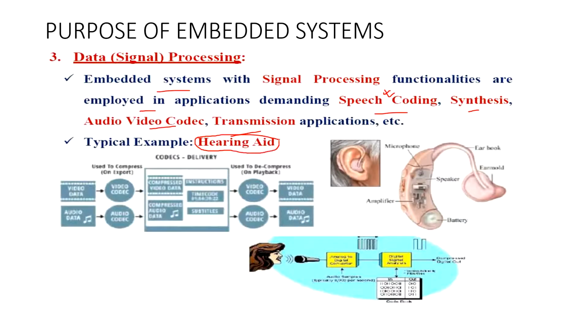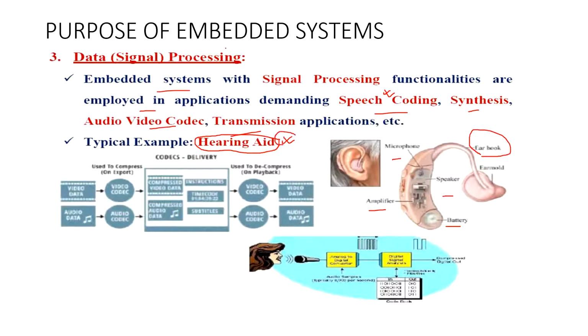Normally those who have hearing loss need a hearing aid. What will the hearing aid have? First and foremost, it will have a microphone. Then it will have an amplifier, a speaker, a battery, and an ear hook. These are all the things in a hearing aid. Basically it is used to make sure that people who cannot hear well can listen to the sound very clearly. But what is the point? The point is that the hearing aid is an embedded system.